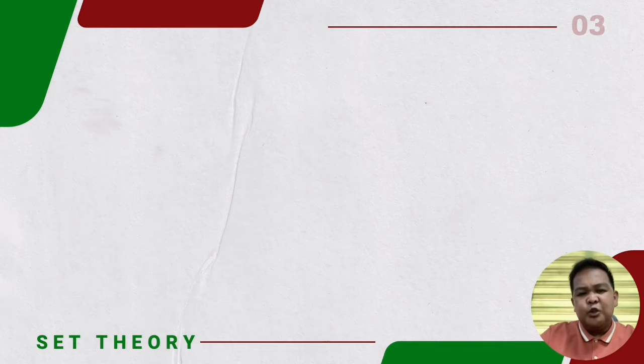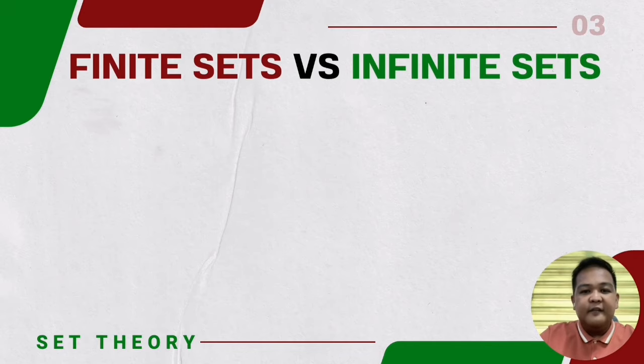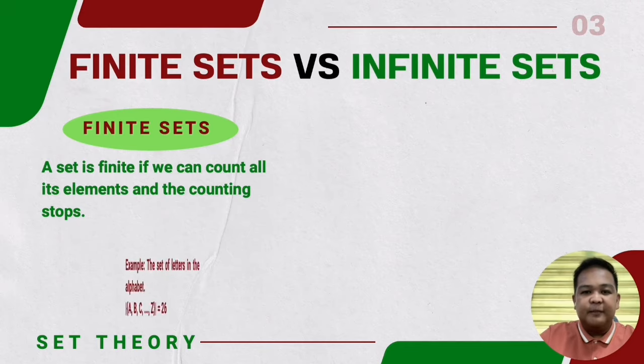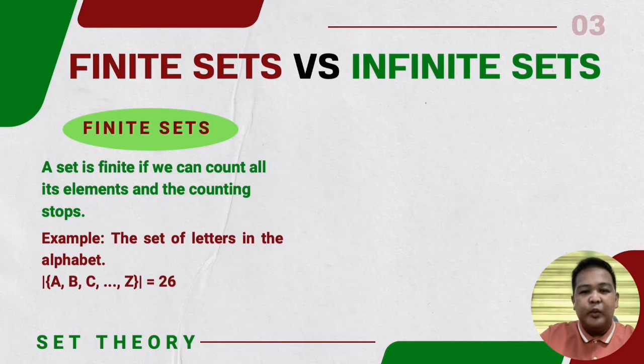This time, we will focus on the differences between finite and infinite sets. Let's start with finite sets. These are sets where we can count all the elements and eventually the counting stops. Think about the alphabet. We all know that there are 26 letters, and once we reach Z, we're done.